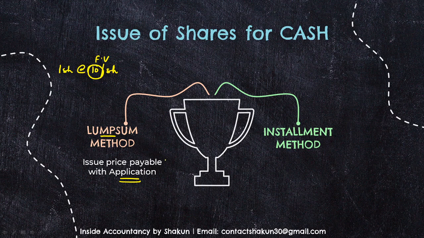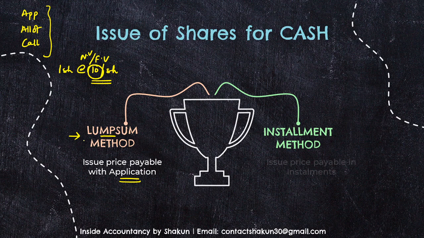Now you must be wondering, what is application? Whenever shares are issued, there are certain stages involved, which I'll be discussing in detail: application, allotment, and calls. I'll be explaining all these three stages in the next slide, but for now just understand this much, that the face value or the nominal value of a share when called together by the company is referred to as the lump sum method.